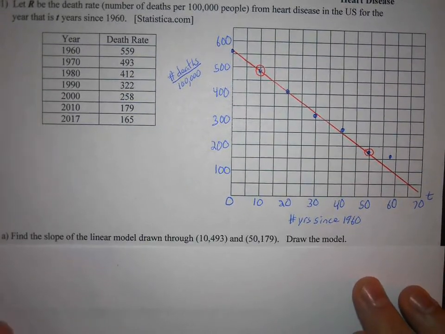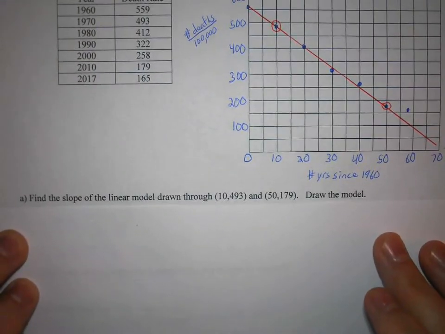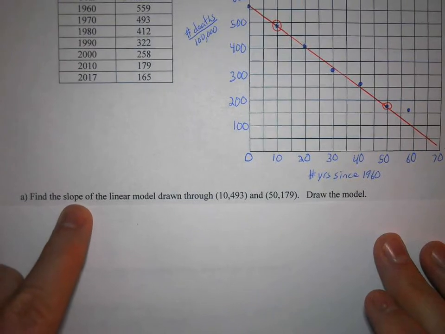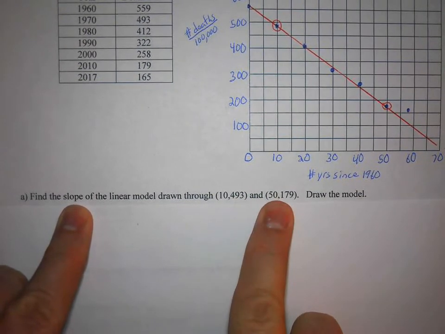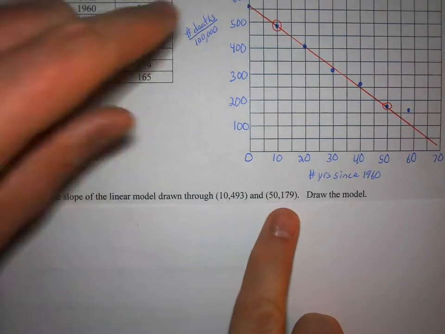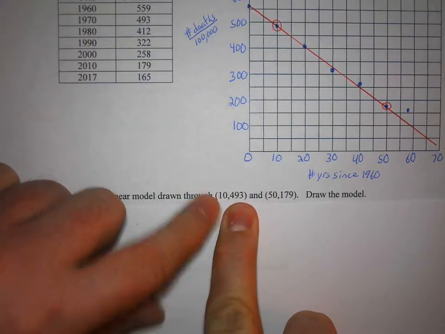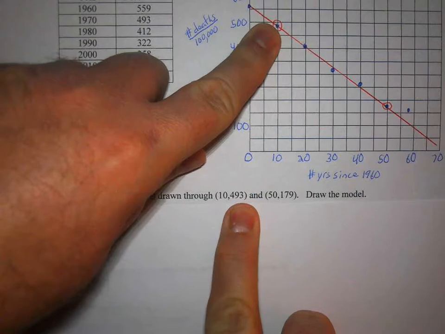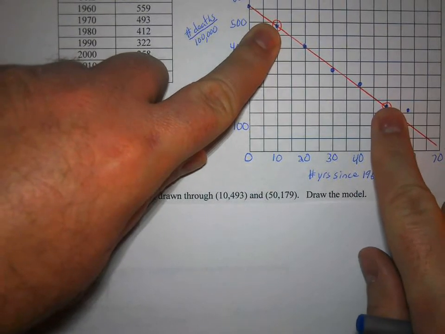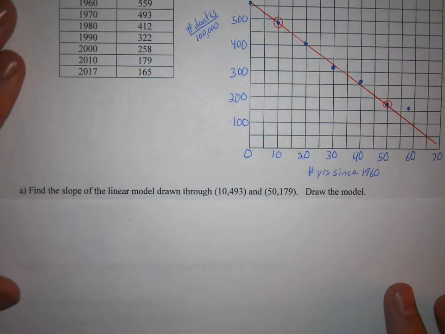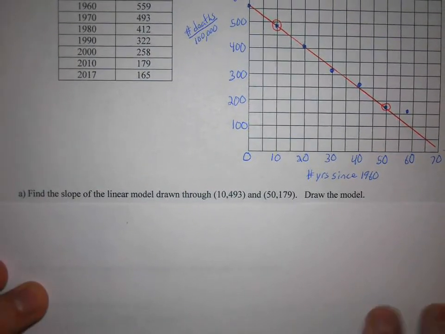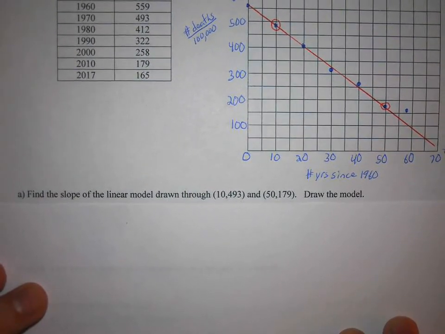In part A, after you draw the scatter plot, it says find the slope of the linear model drawn through these two specific points. So that's what I did here. 10, 493, that's this point, and then the other point is this point. So I have them circled. That is the line you need to draw through those two specific points.